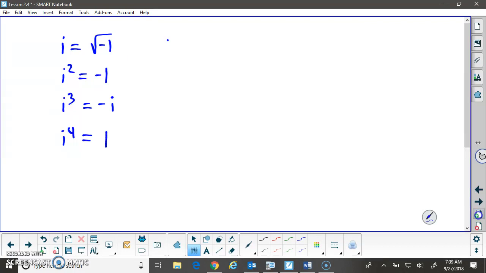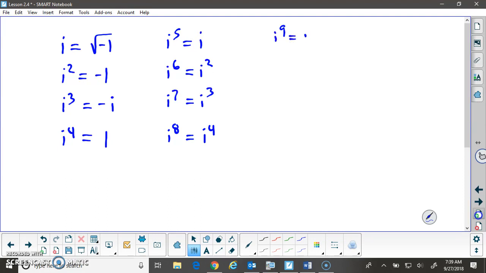Well, after that, it continues to cycle. So i to the fifth is the same thing as i to the first. i to the sixth is the same thing as i to the second. i to the seventh, same thing as i to the third. i to the eighth, same thing as i to the fourth. And again, it continues to cycle.